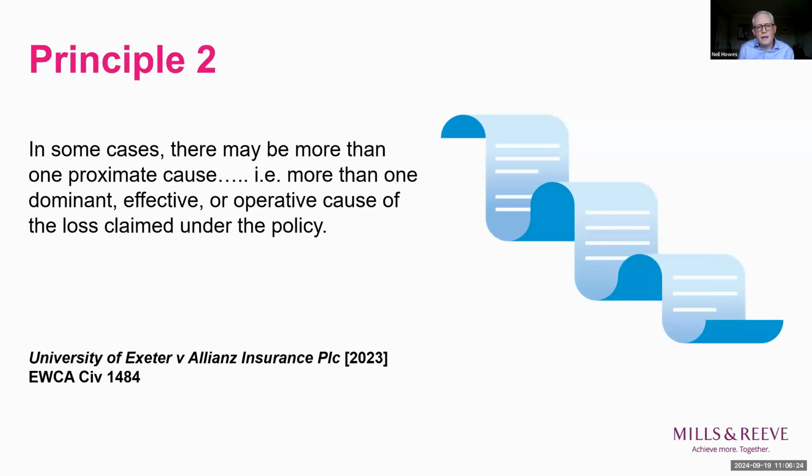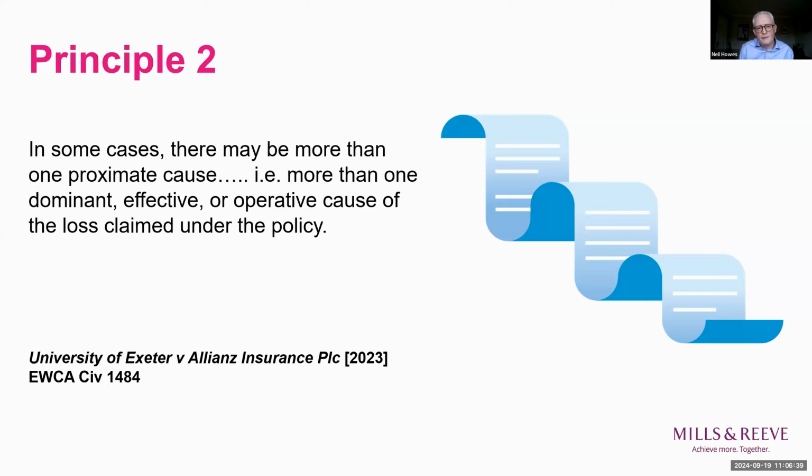The second principle to bear in mind, although it sounds like a bit of a contradiction in terms, is that there may be more than one proximate cause. In other words, there could be more than one dominant, effective, or operative cause of the loss which is claimed in the policy.